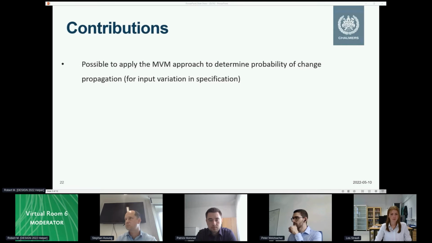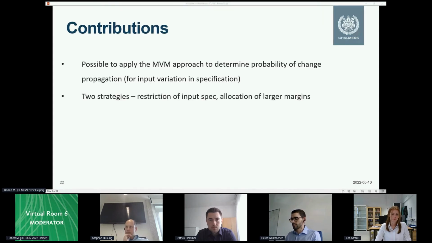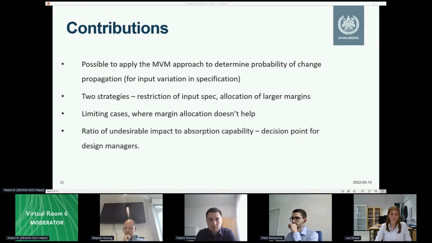For contributions, we demonstrated that it is possible to apply the MVM approach to determine probability of change propagation. We suggested two strategies: restriction of input specification and allocation of larger margins to reduce the probability of change propagation. We also demonstrated that there could be limiting cases where margin allocation doesn't help. We also discussed that a ratio of undesirable impact to absorption capability could be set up, which could be used as a decision support for design managers.